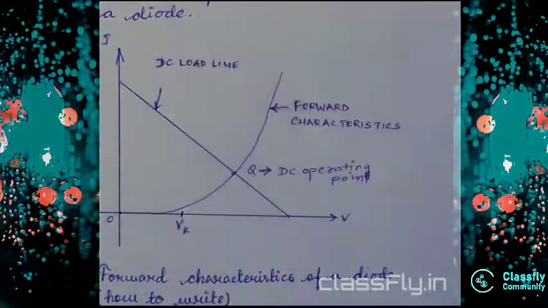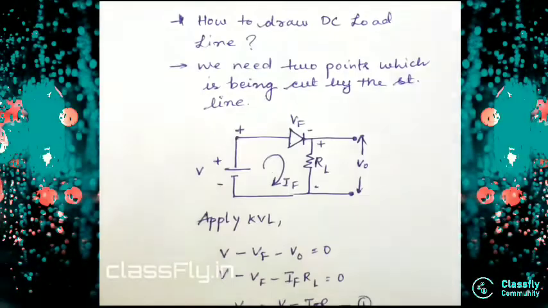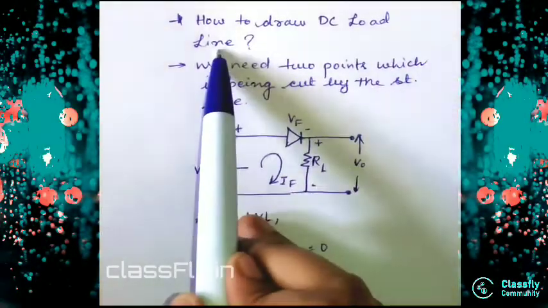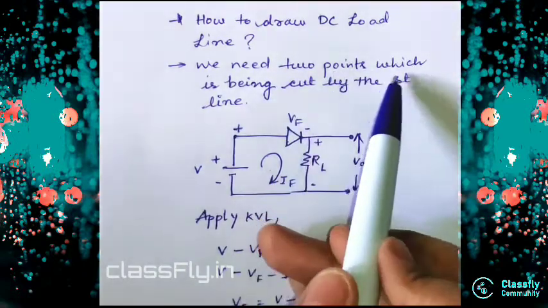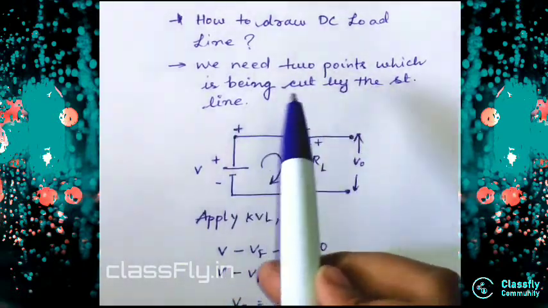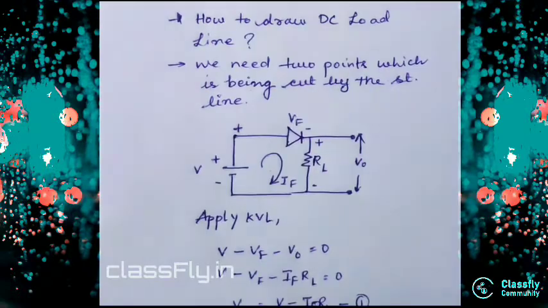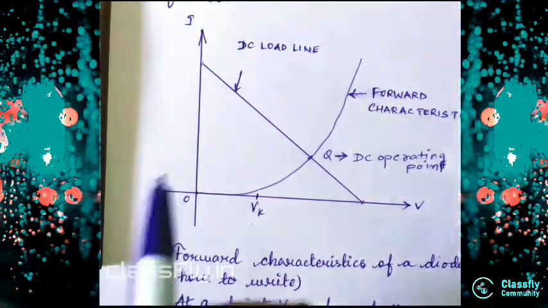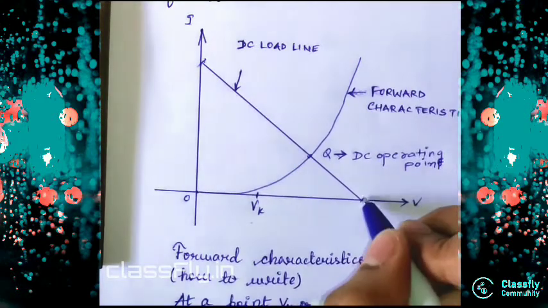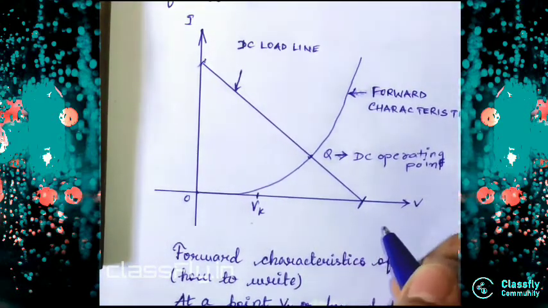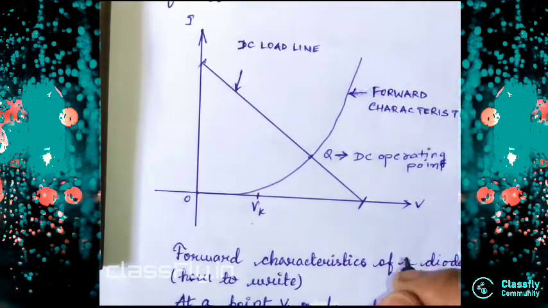Let's see now how to draw the DC load line. We need 2 points which are cut by the straight line. What does this mean? As the DC load line is cutting, it is having 2 points. These are the 2 points and we need to find their values. And how will we find them? Let's see.